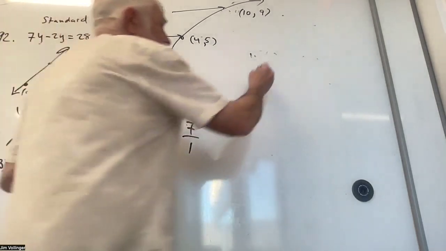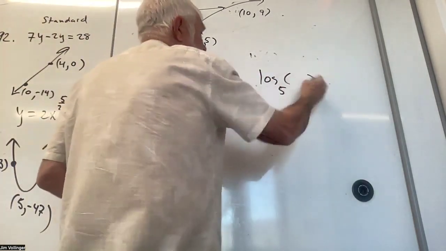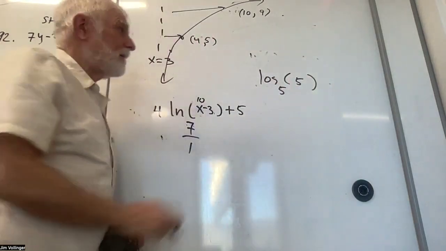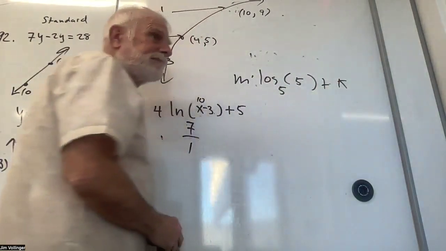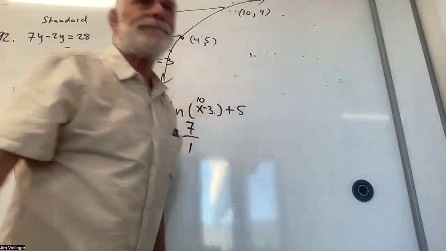All right. If this was a base 5, very friendly number there. Easy to multiply by, easy to add a constant. That's why we're doing it.